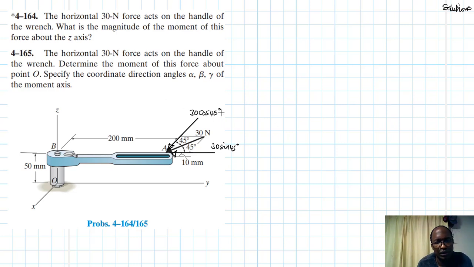Okay, and this is just going to be equal to 30 sine 45. We'll write it as 21.2132. It's the same thing with this, 21.2132. All right. Coordinates for A. Let's write down the moment arm.